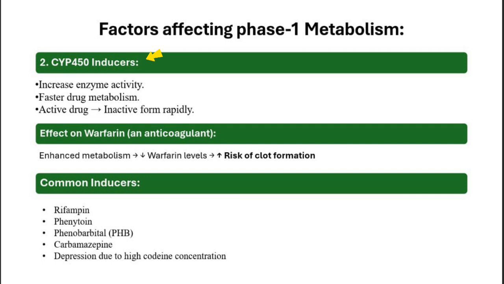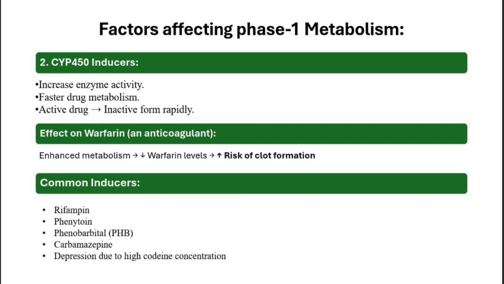CYP450 inducers. This increases the enzyme activity, which makes the drug metabolized faster and converts the active drug into inactive form rapidly. Effect on warfarin, an anticoagulant: enhanced metabolism will decrease the warfarin levels and increase the risk of clot formation. Common inducers are rifampin, phenytoin, phenobarbital, carbamazepine.